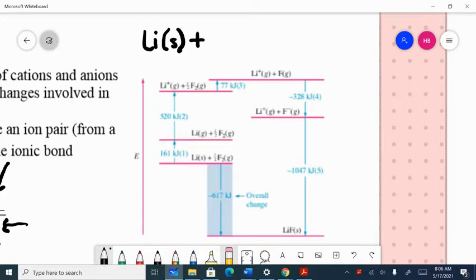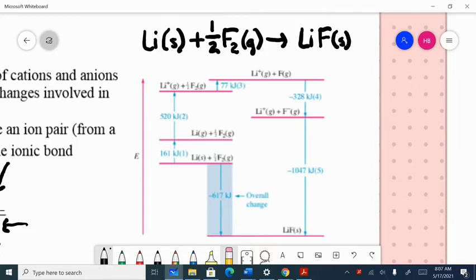And then fluorine is a diatomic element, and it occurs as a gas, like such. But I only need one fluoride, so I need half of a mole of fluorine, and then pack them together to be lithium fluoride. So this is how it occurs in nature. But remember, the definition is to take gaseous ions and pack them into a rigid crystal lattice. So this right here is my lattice energy.